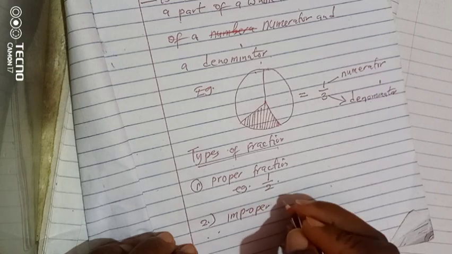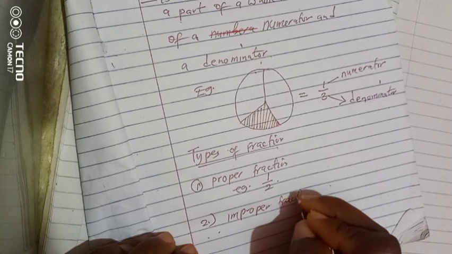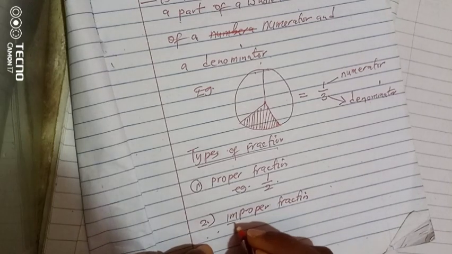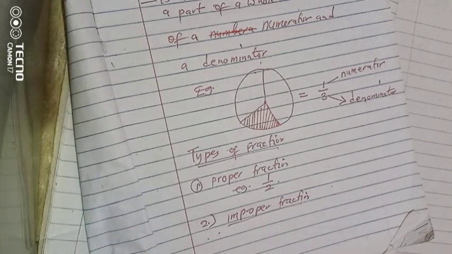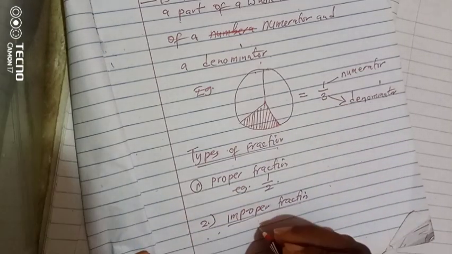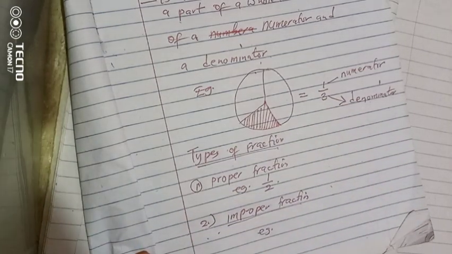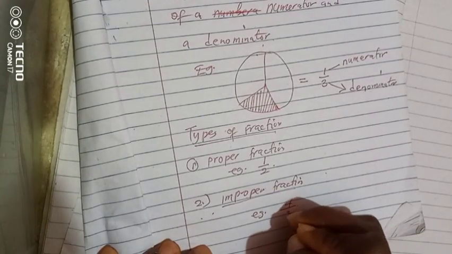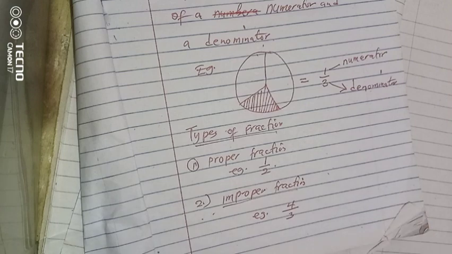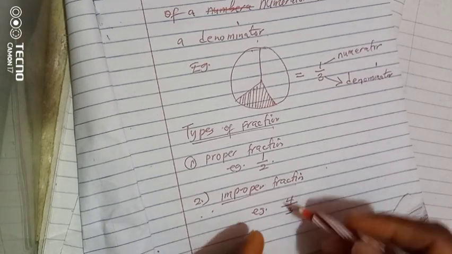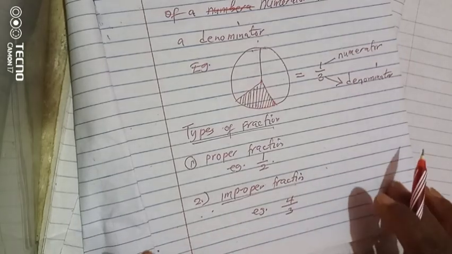Then you have improper fraction. Okay, this is a fraction in which the numerator is greater than the denominator. For example, if we have something like 4 over 3, this becomes improper because you see that this numerator is greater than the denominator. So this fraction becomes an improper fraction.